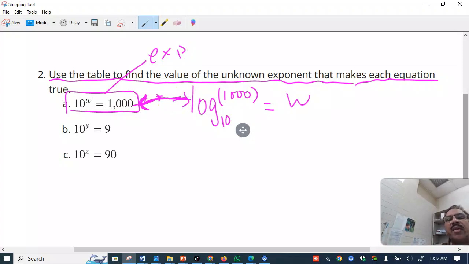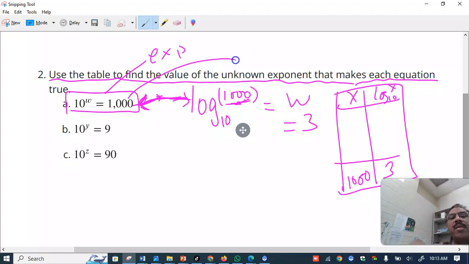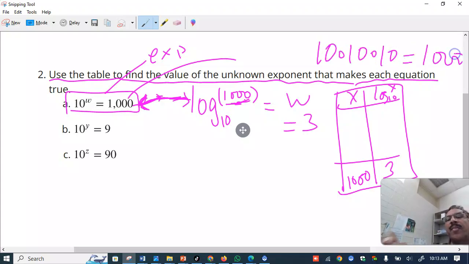So from the table, when 1000, where is that on the table? If you look at the bottom, the third table, this is x and this is log x to the base 10, and you see this answer is 3. Of course, our common sense, you already know that 10 times 10 times 10 is 1000, right? So it is 10 raised to 3. So the w that you see here has to be 3.